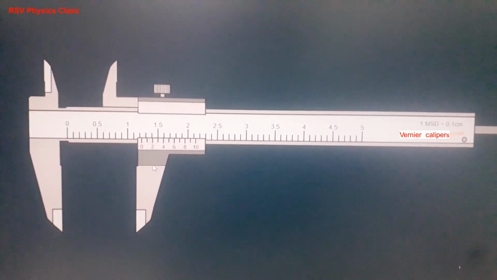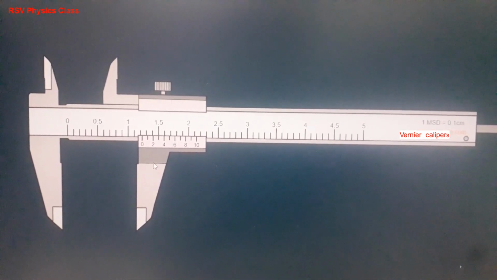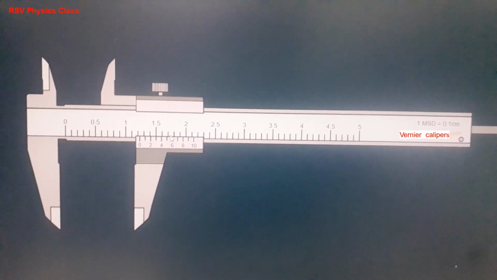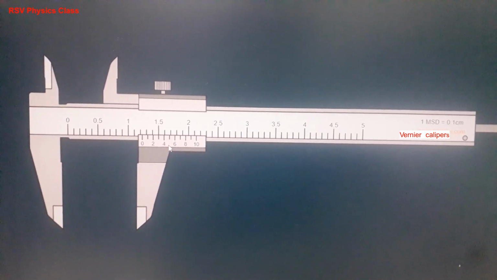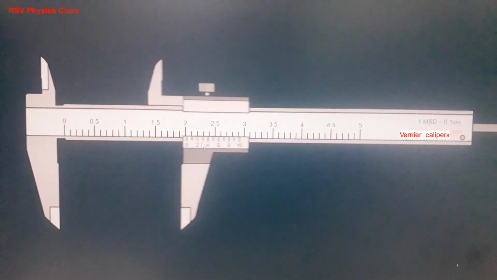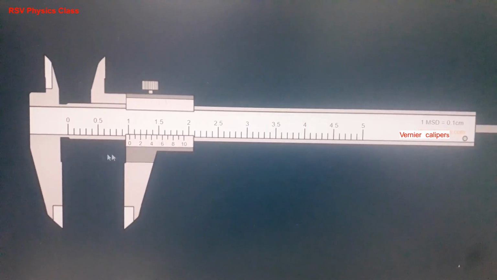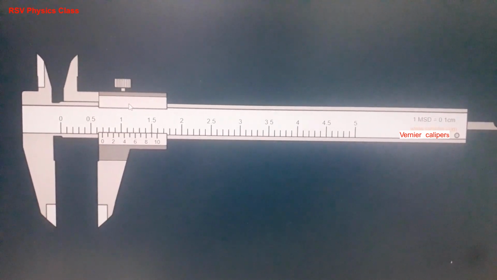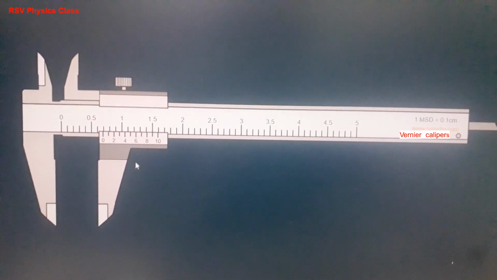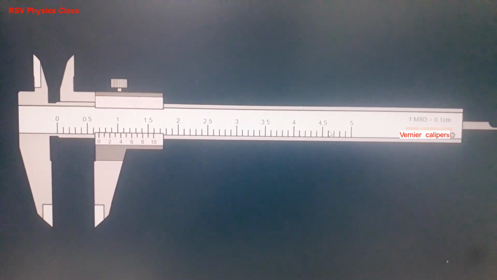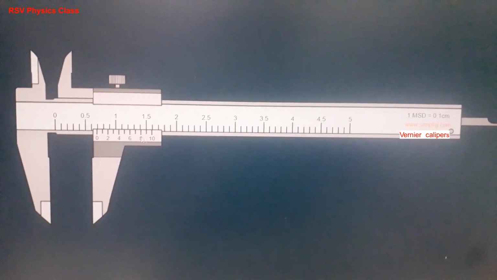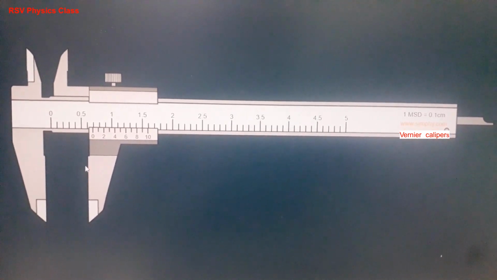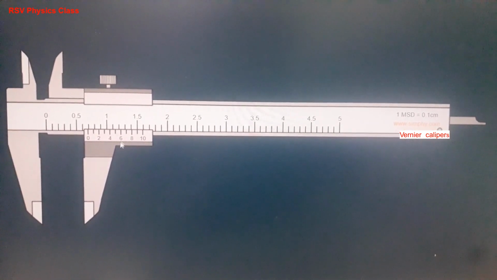So here I am showing some animation of slide calipers or Vernier calipers. Just see, this is moving. If you have to put your object here, then when it is touching, you have to tighten the screw. This is the main scale, meter scale, and this is the Vernier scale, that is 10, that I have already described.